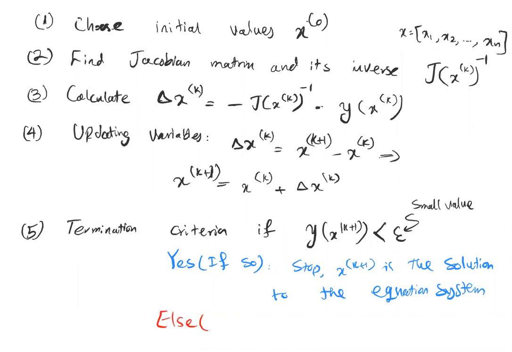Else, if not, you go to step 2 and update step 2 and start finding the Jacobian matrix again and update your variables until you converge. So now let's get into our example.